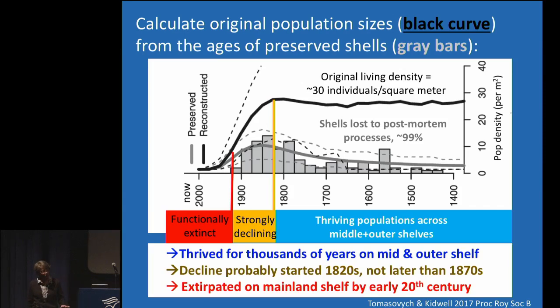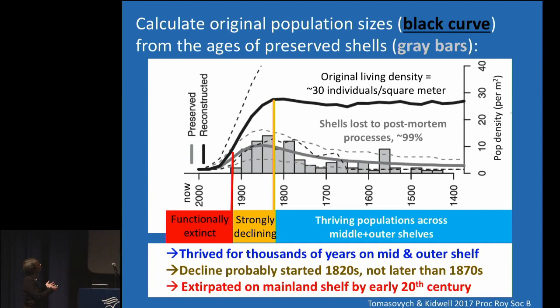What this is showing you, and I'm going to show you other plots that are oriented the same way. Geologists do geologic time several ways. Here we've got geologic time along the horizontal axis. This is now, this is 2000 AD. This is 1492, Columbus and all that, okay? So these are calendar years. And what this is showing here in gray is the actual frequency, the abundance of shells in each of these age categories, okay?